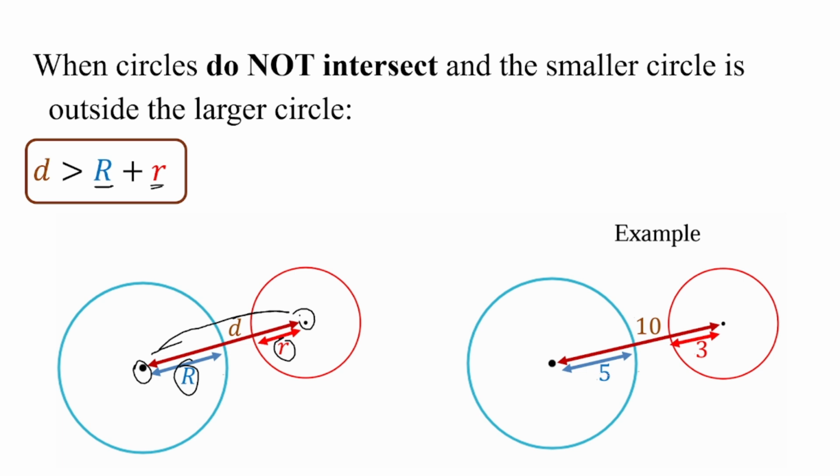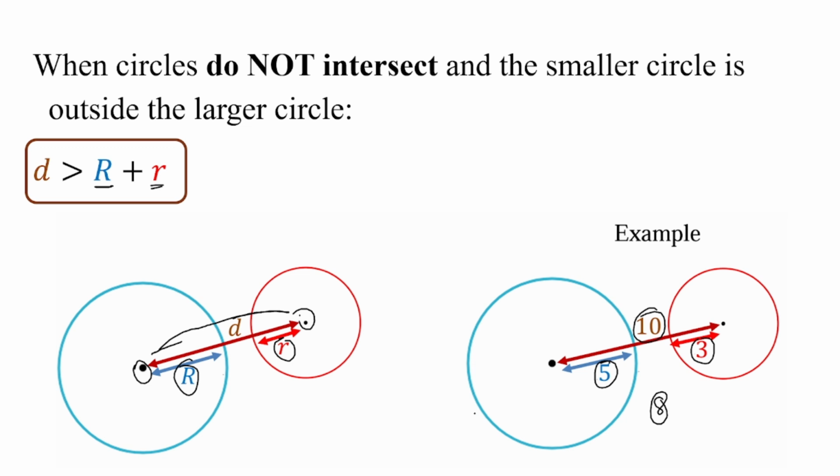For example, we have the radius of the larger circle being 5 and the radius of the smaller circle being 3. If we add these, we're getting 8. But the distance between the two centers is 10, which is greater than 8. Okay, this shows that the two circles do not intersect and the smaller circle is outside the larger circle.